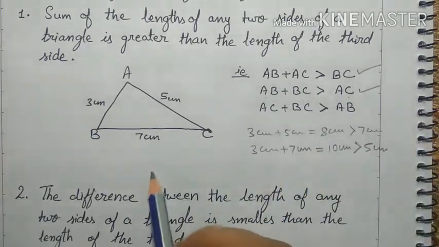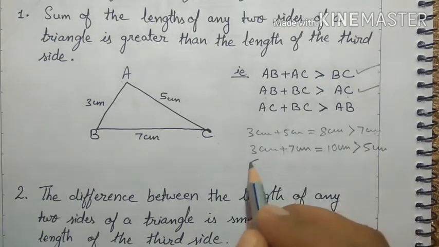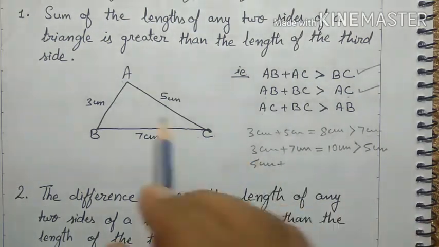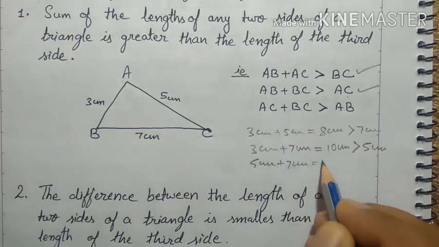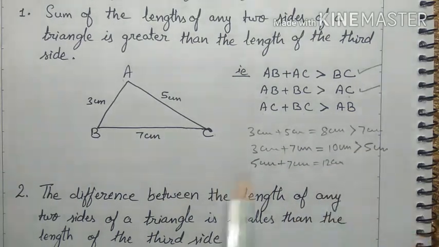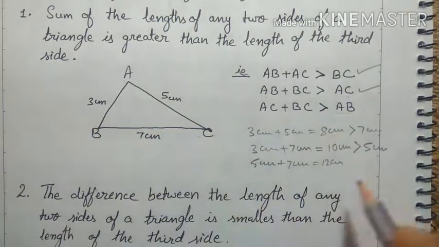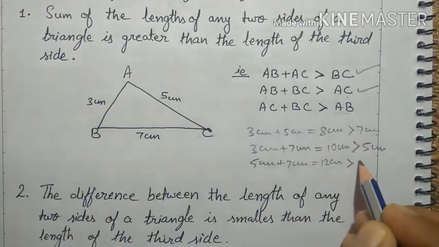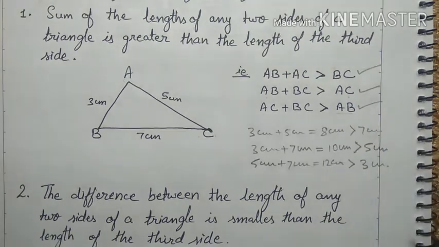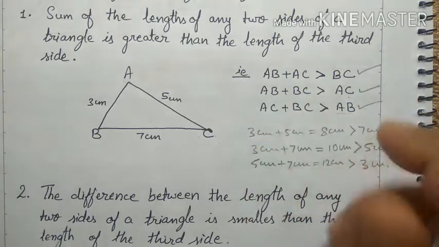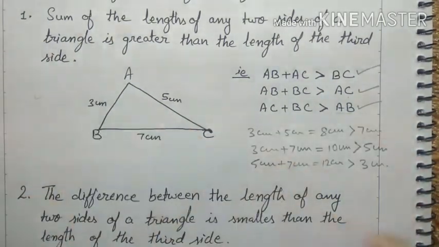Now the third one is what? AC plus BC. AC is 5 centimeter plus BC is 7 centimeter, so 5 plus 7 is 12 centimeter. Now we have to check whether 12 centimeter is greater than AB. AB is 3 centimeter, so yes, it is greater than 3 centimeter. So all the three conditions are satisfied for this triangle. Okay, so the first property is over.